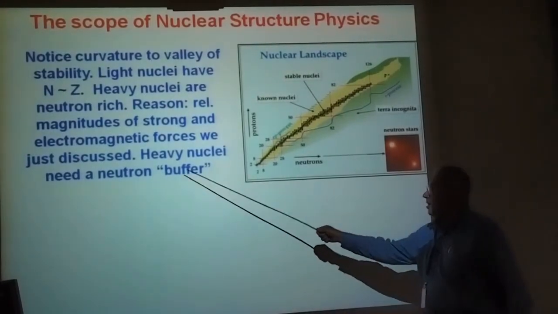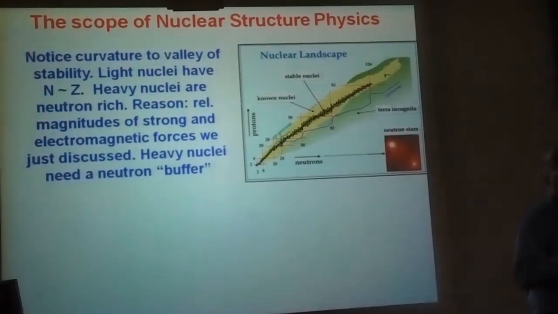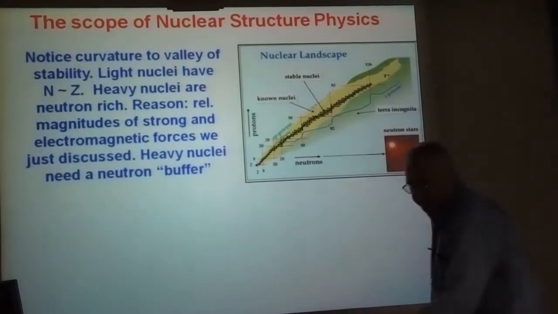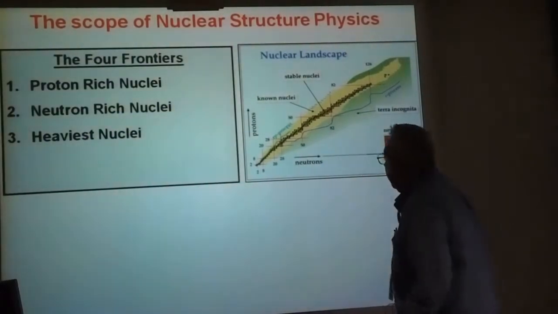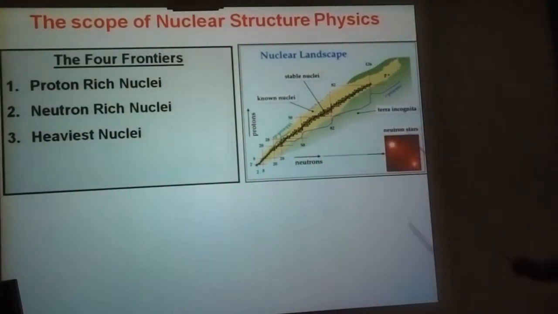Heavy nuclei need extra neutrons to buffer and keep the protons a little bit apart. Otherwise, they wouldn't be stable. Okay, now, there are 4 frontiers in this subject.